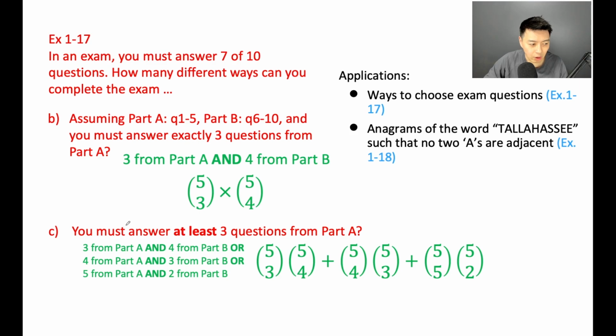I can actually take all of the possibilities, so I can take 10 choose 7. This is all of the ways that I can answer 7 out of 10 questions, but I can subtract the case of exactly 2 questions from part A. So I can subtract 5 choose 2 and 5 choose 5, which is 2 questions from part A and all 5 questions from part B. This is illegal, because it does not answer at least 3 questions from part A, so I'm subtracting it from the total. That's the only case that is excluded from choosing 7 out of 10.